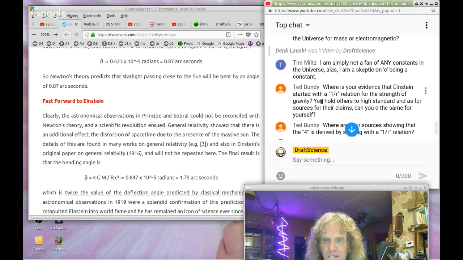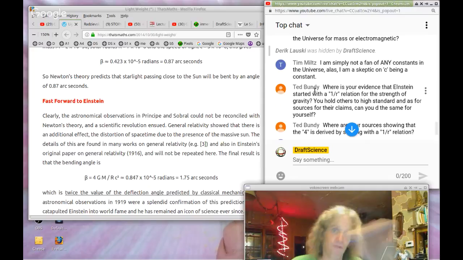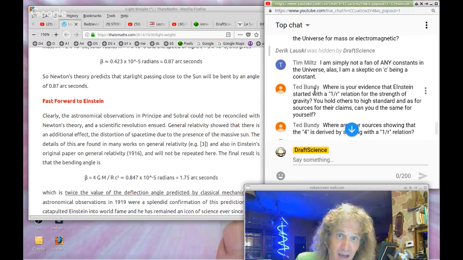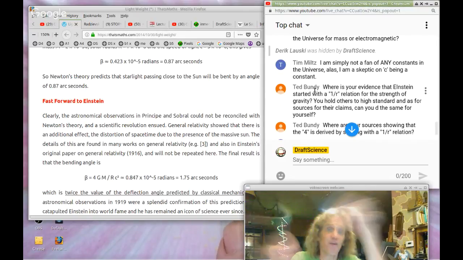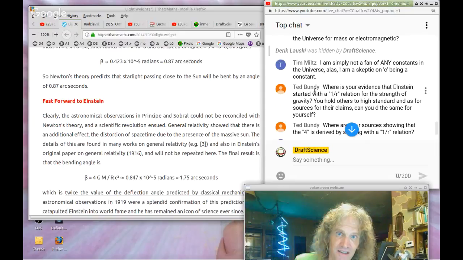Where is your evidence that Einstein started with a 1/r relationship for the strength of the gravity? I just said, how do you think he derived the equation? Are you an imbecile? Do you think he just sat there and said, I'll just take this orbital equation and I'll just cross out the 2 and put a 4? You really think he did that? Now, go back to his paper. I'm sure you'll see where he says, no, we're changing this force equation. All right? It's different for photons. And that's the derived difference.